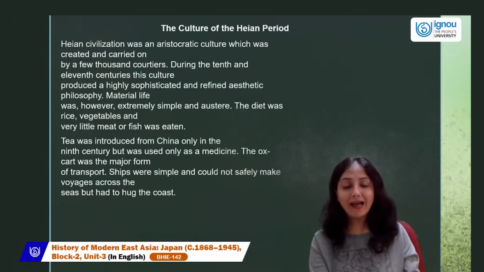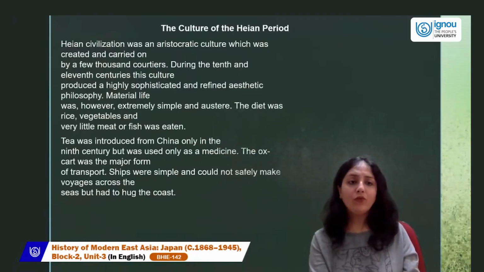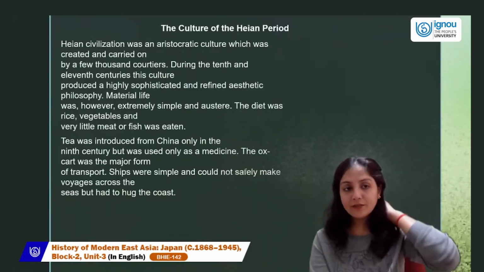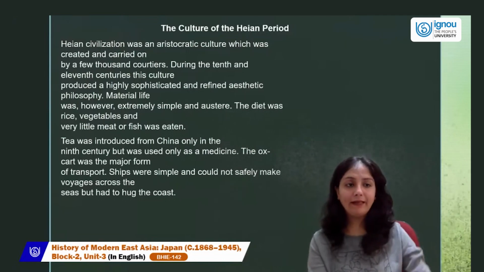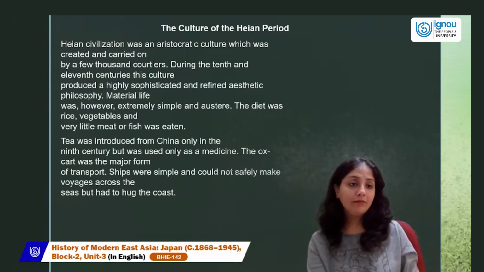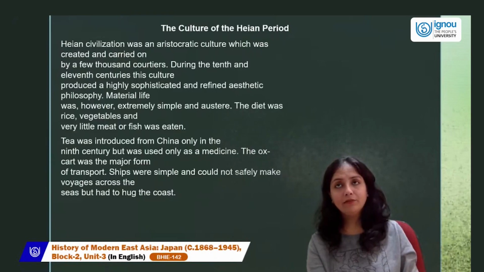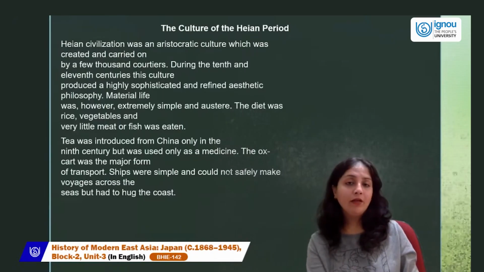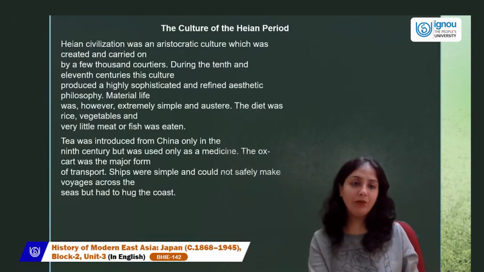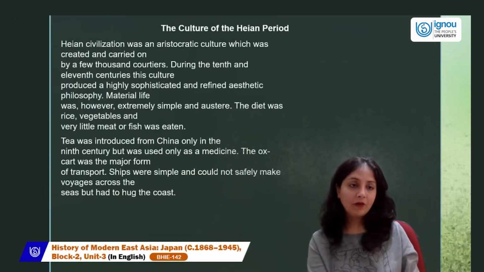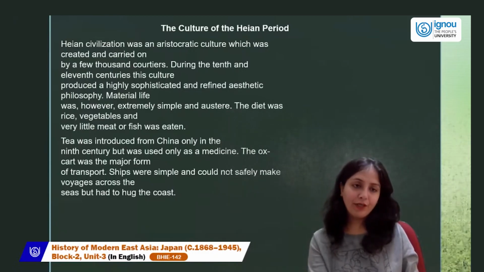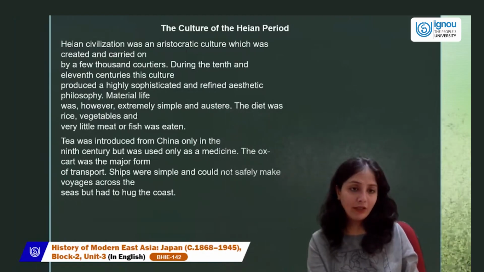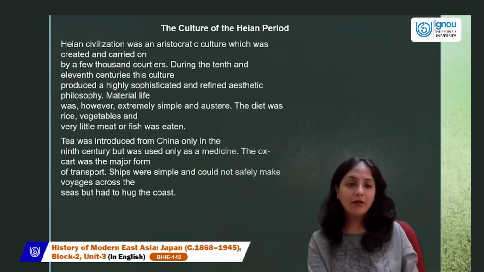The diet was rice and vegetables, and very little meat or fish was eaten. More people at that time in Japan were vegetarian, and the diet of the people was mainly rice. A few people were non-vegetarian, and in meat, they mainly ate fish.